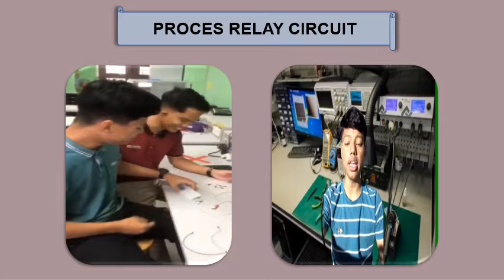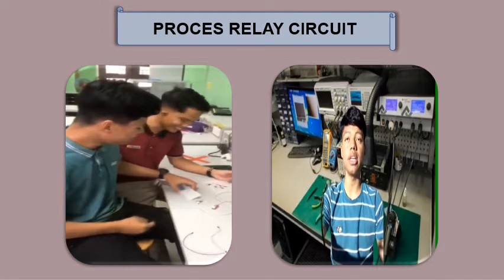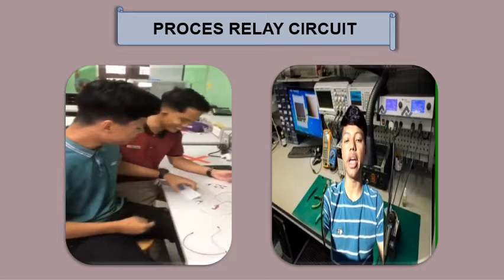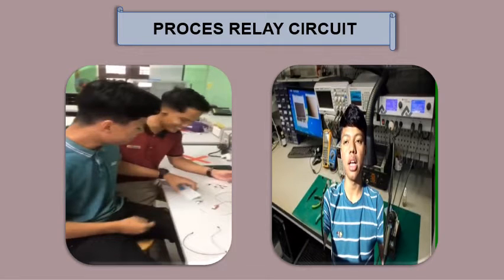First, the relay has 5 pins. The first pin in the relay is called coil. Second, the name is common. Third is coil, and last, the names are normally open and normally closed.